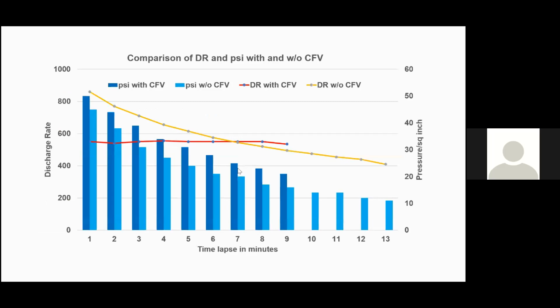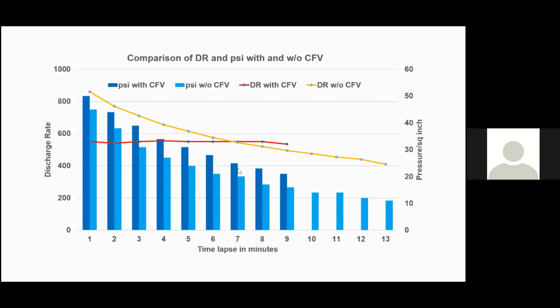So the dark blue bars are PSI, pounds per square inch, pressure with CFE, and the red line shows discharge rate with CFE. One can see that the discharge rate is constant when we use a CFE, and though the pressure goes down, the discharge rate has remained the same. So it will last almost 9 to 10 minutes. Once the pressure goes down below that level, that is 21 psi, 1.5 bar, the CFE will automatically shut off the output from the pump.